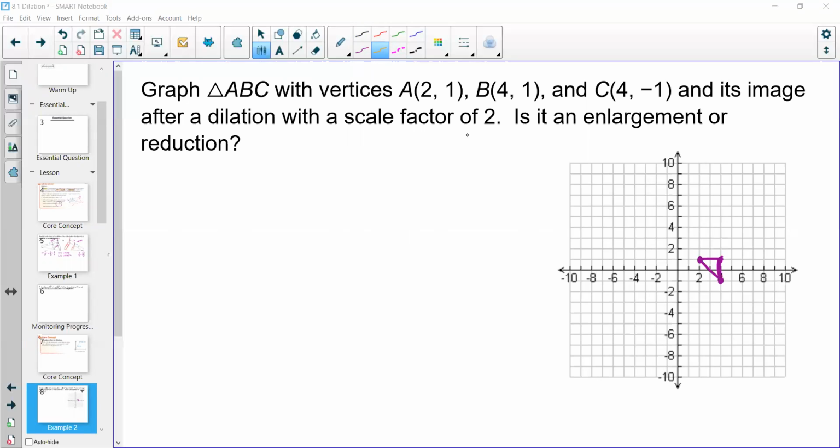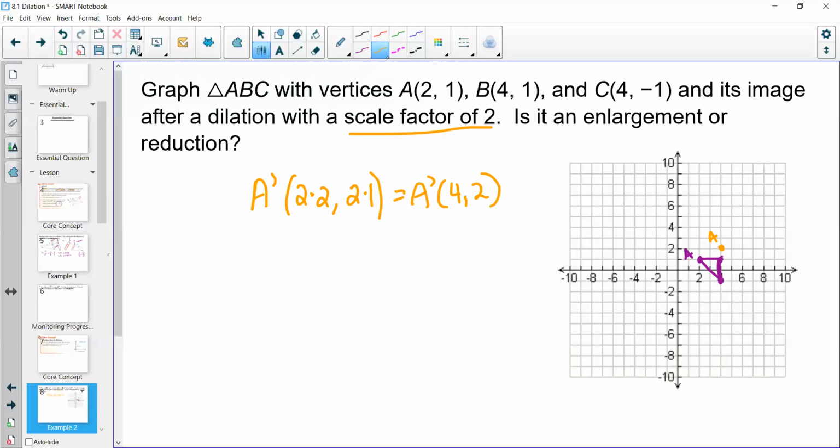With our next one here in orange, we want to enlarge it by a scale factor of 2. So what I'm going to do is take each of my points. A prime is going to be 2 times 2 and 2 times 1. So A prime is going to be 4, 2. And so then my new point is going to be at 4, 2. And that's point A, just like how this one here was point A before.